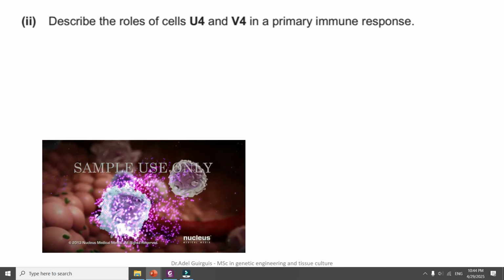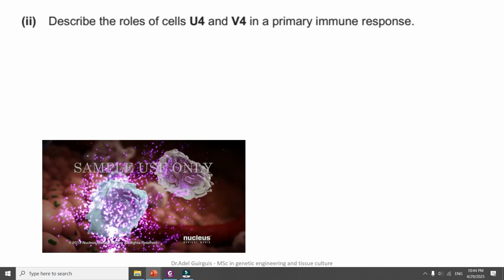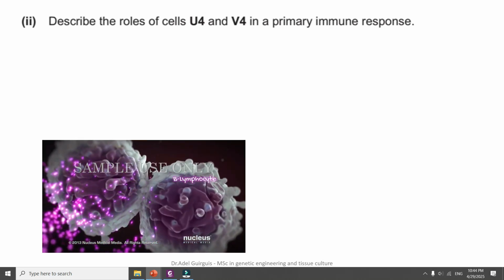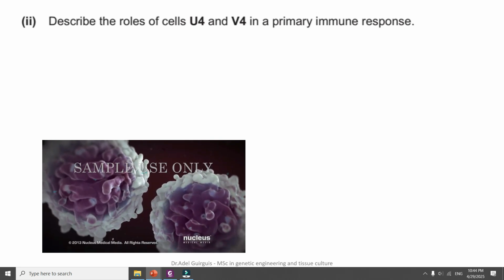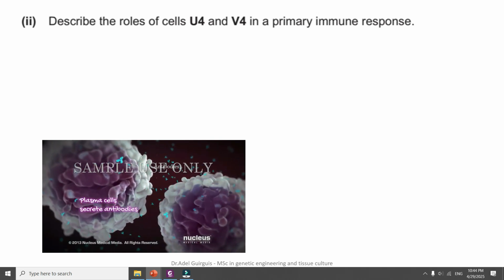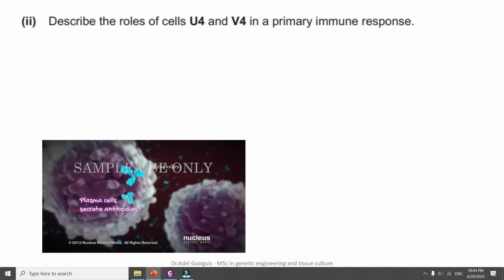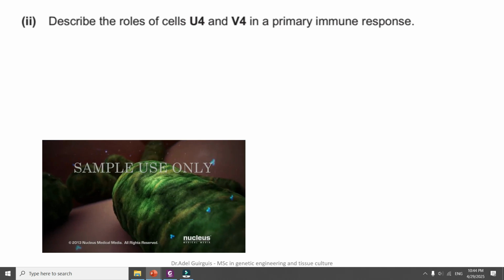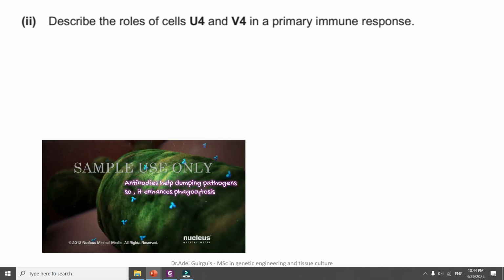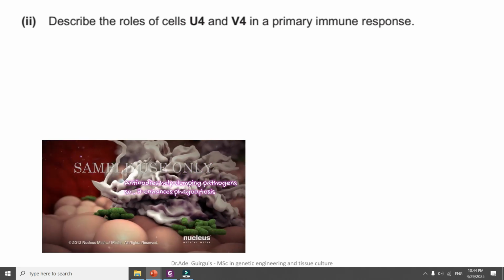Look at these cytokines. They help B lymphocytes to divide, start to be activated and divide. Okay, and clonal expansion takes place. Some of the cells become plasma cells and others become memory cells. These plasma cells secrete antibodies, the blue structures. They adhere or attach and they make clumping of pathogens.